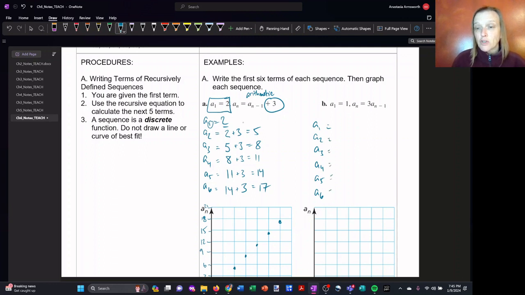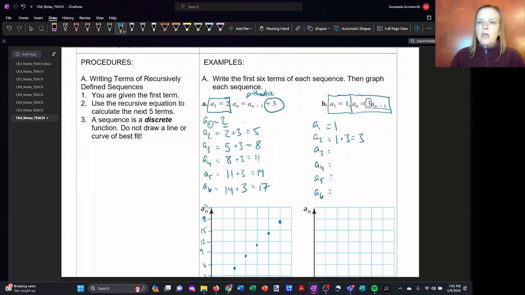And we're given the first term. We always have to know the first term in a recursive rule. The first term is 1. And for subsequent terms, you take the previous term and multiply by 3. You take n minus 1, the term before the one you want to find, and you multiply it by 3.